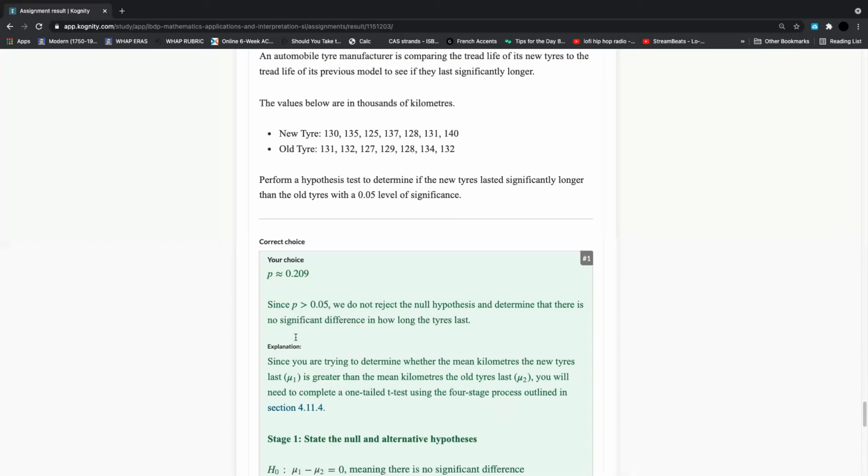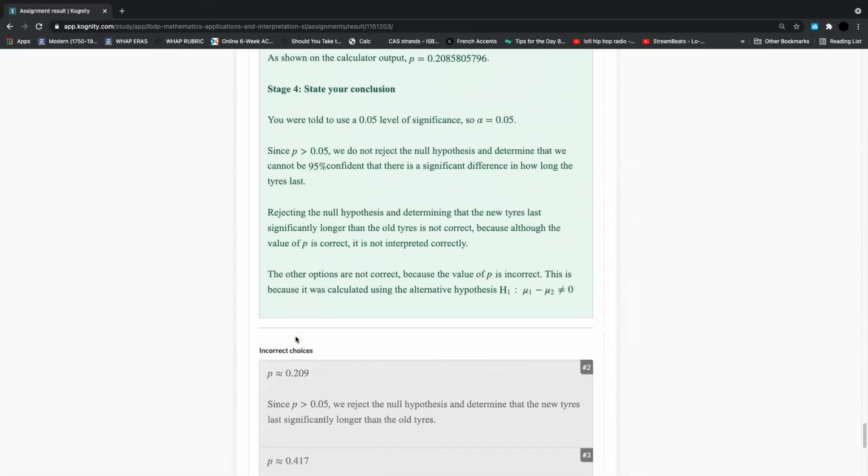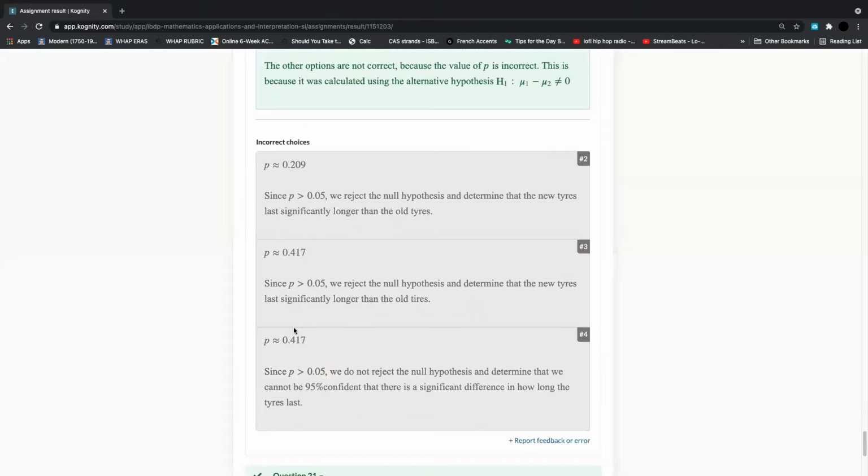Okay, let's go through the answer choices. So let's go to the wrong answer choices because it's always nice to go through and figure out why they're wrong. Okay, so let's start with the bottom one. P is 0.417. Since P is greater than 0.05, we do not reject the null hypothesis. That part is true. And determine that we cannot be 95% confident that there is a significant difference in how long the tires last.